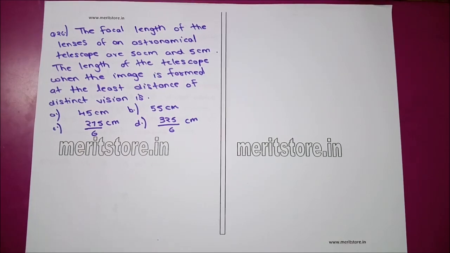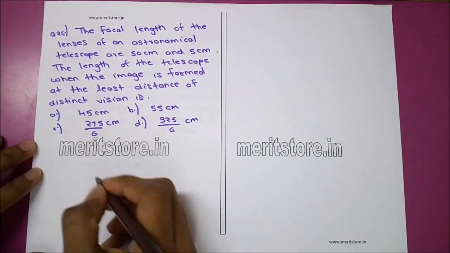The focal lengths of the lenses of an astronomical telescope are 50 centimeters and 5 centimeters. The length of the telescope when the image is formed at the least distance of distinct vision is, the options given are 45 centimeters, 55 centimeters, 275 by 6 centimeters, 325 by 6 centimeters.